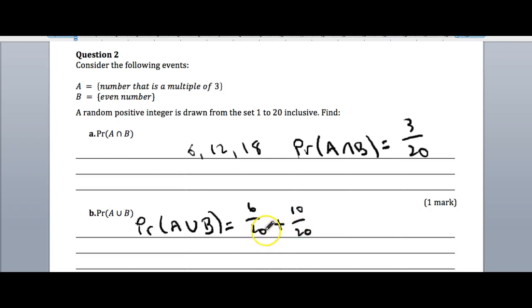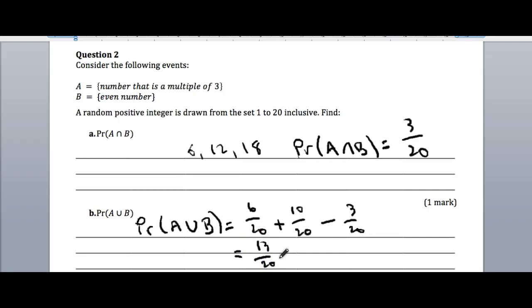Keep your denominator as 20. Okay, so don't change it to a half or 3 over 10 because you're going to be having to add and subtract. And remember, this is a tech-free exam, so it's a lot easier to add and subtract fractions when you have the same denominator. Okay, now, and then we take away what they have in common, and we already did that before, so 3 over 20. So 6 and 10 is 16. Take away 3 gives you 13 over 20.